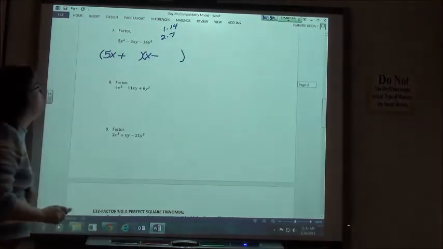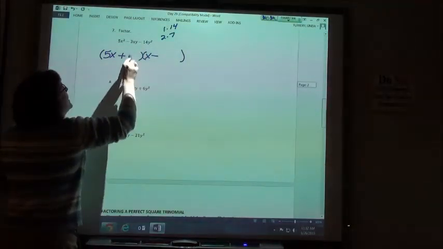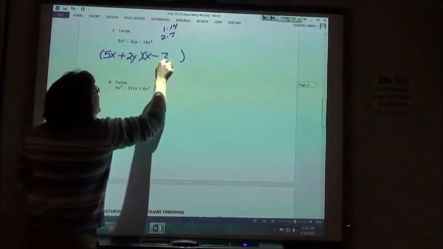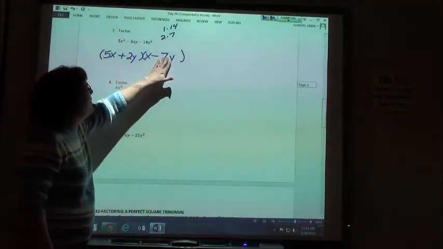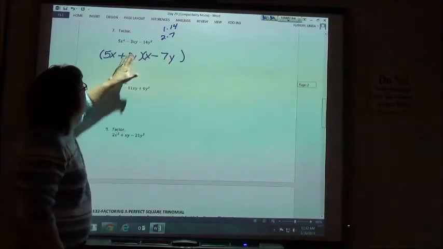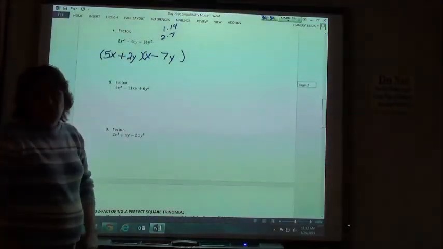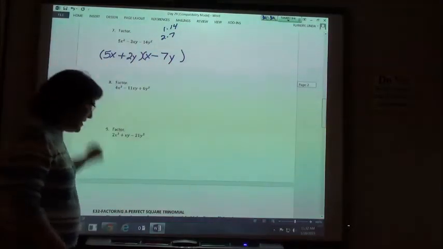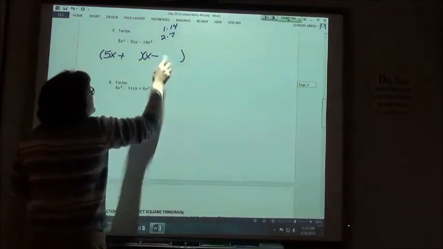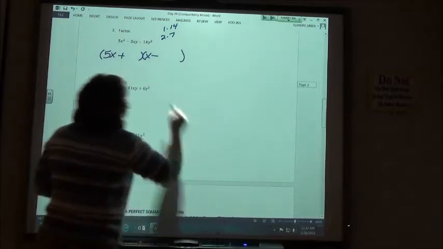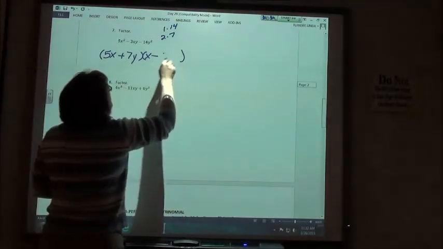I'm going to start with the 2 and the 7, but they have to have y's. So 2y and 7y. 5 times negative 7 would be negative 35 plus 2. Negative 35 plus 2, definitely not negative 3. So I'm going to switch them around. 7y and 2y.